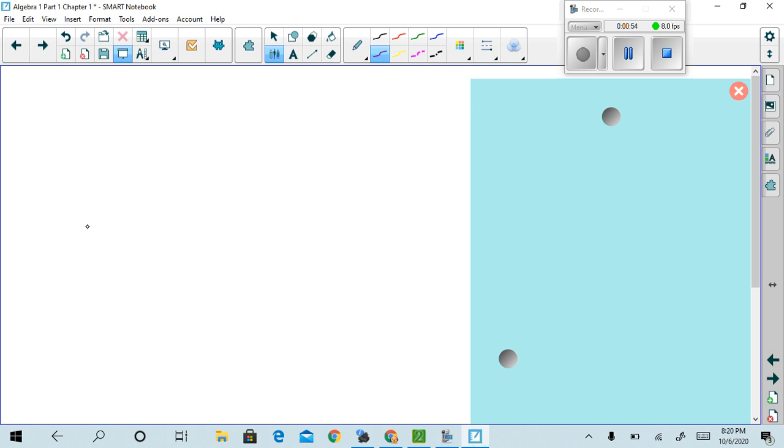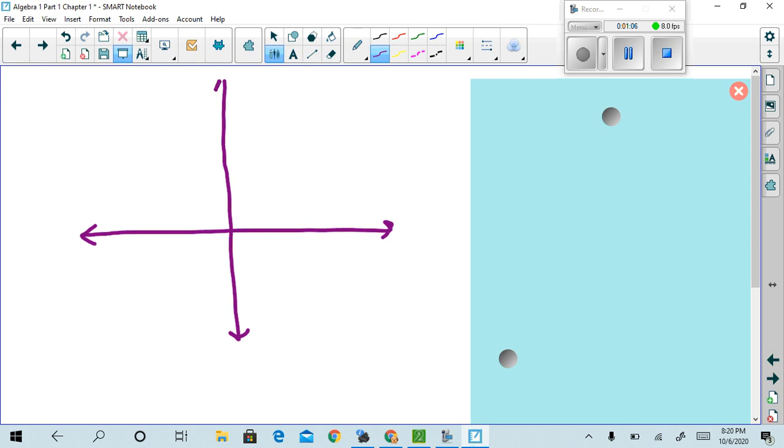Think back to when we've worked with a number line. We have this horizontal line, and if we take another number line and we turn it in the vertical direction, we now have a coordinate plane. This horizontal line is my x-axis, and the vertical line is my y-axis.